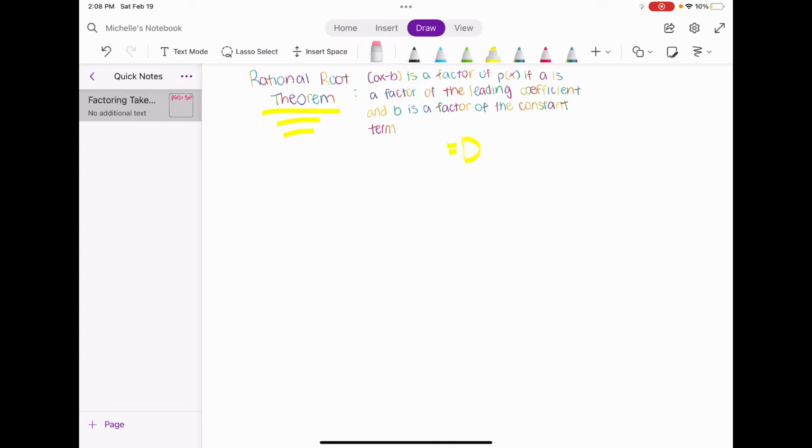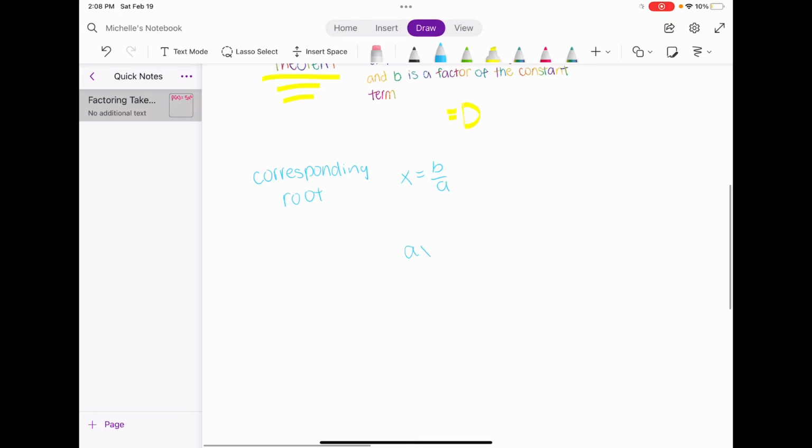What is another piece of information that we can draw out of the rational root theorem? We know that the corresponding root to the factor ax minus b is x equals b over a. And to explain why this is the case, because of the zero product property, we have to set the factor equal to 0. We add b onto both sides. We get ax equals b. You divide both sides by a, and end up getting x is equal to b over a.